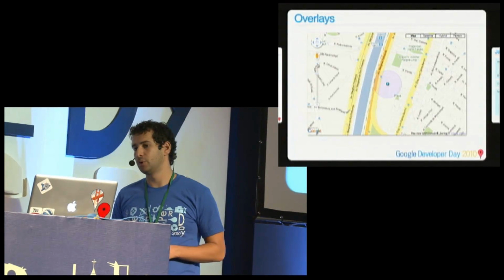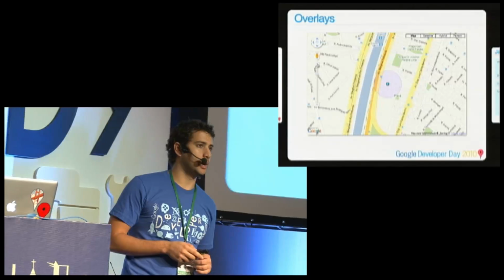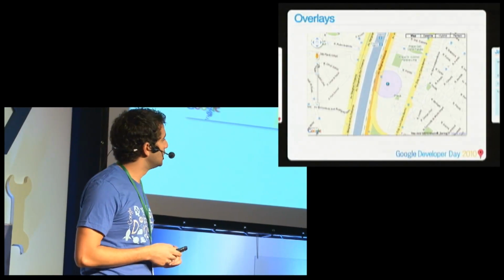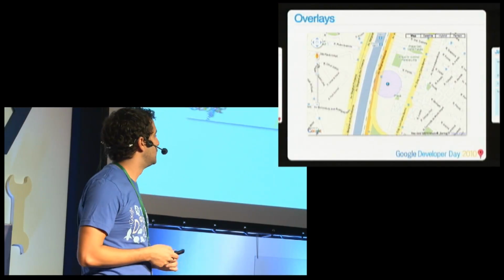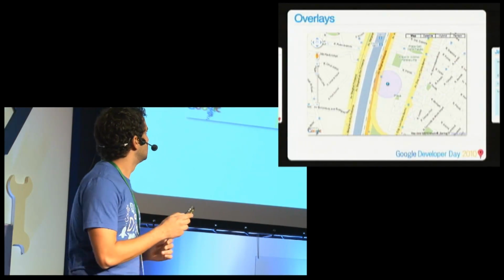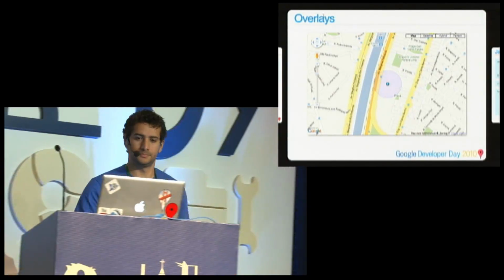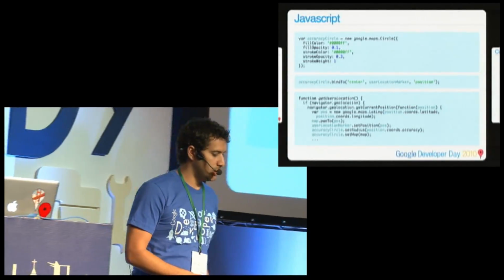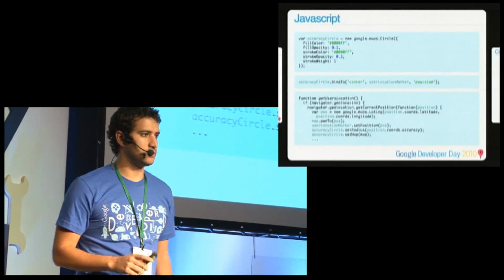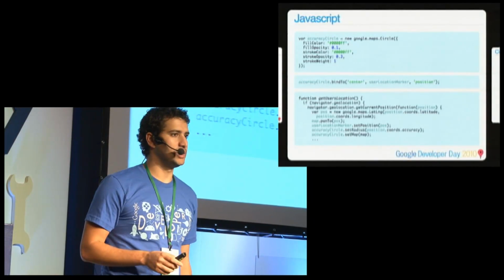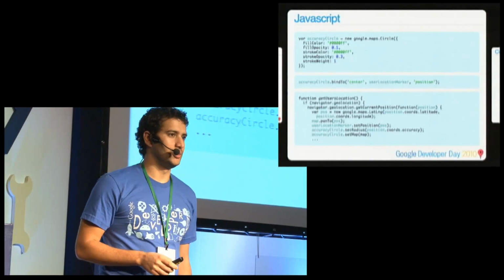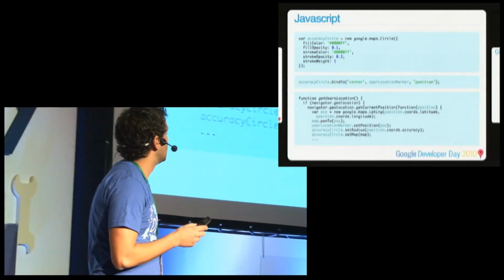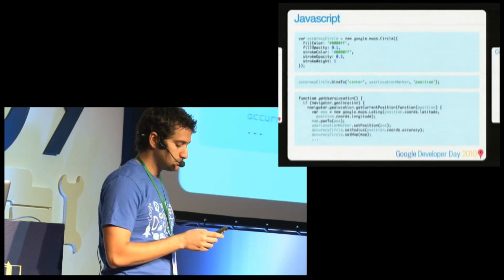So let's put a circle around where the user's location is so that I can give them an indication of the accuracy of the geolocation. This is a new feature in V3, this circle object. In V2, we didn't have a circle, so you would have to create some sort of image. We also have a new rectangle object that you can add to the map.